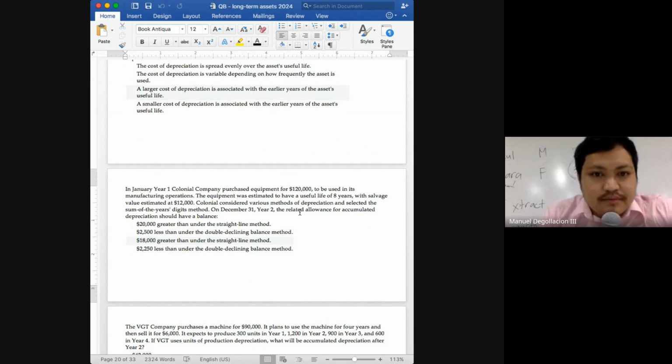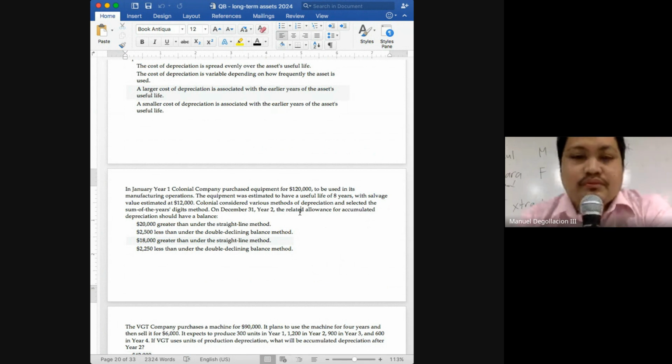the depreciable cost. How much is the depreciable cost? 120 minus 12, that would be 108. So 108 times 15 over 36 is 45,000. So that would be the accumulated depreciation under the SYD.